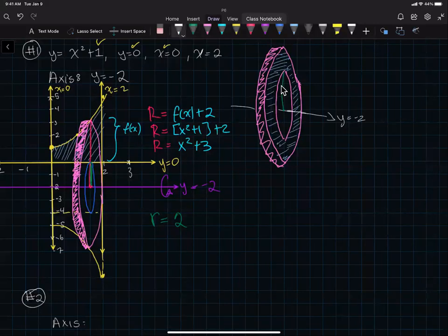The last thing that I want to do now is, how do you find the volume of this? The way that you find the volume is always going to be pi capital R squared minus the smaller circle, which is lowercase r squared, and then dx. And this is from 0 to 2 because it's being stacked on the x-axis.